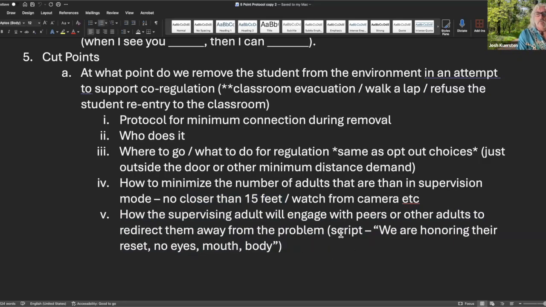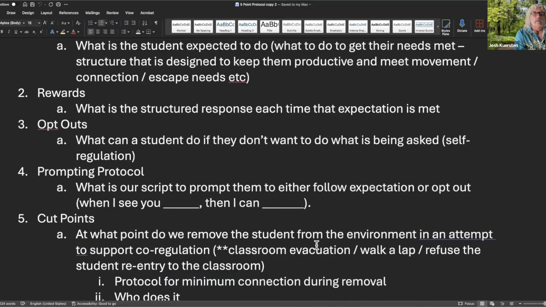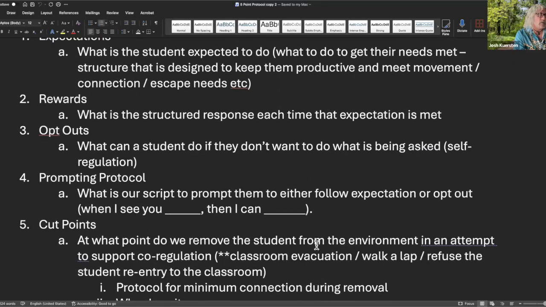So what I want to get going is the supervising adult saying the script. We're honoring the reset by not looking at them, not talking to them, and not being near them. That's what no eyes, no mouth, no body means. So, like, loosely written, obviously these are just bullet point notes, and it can get as complex as you want it to, but I want it to be really simple.